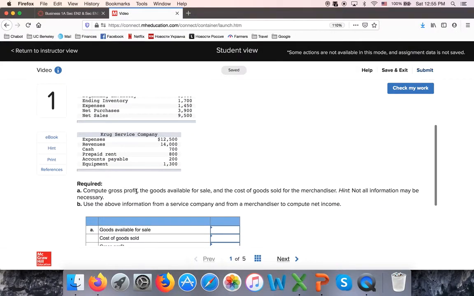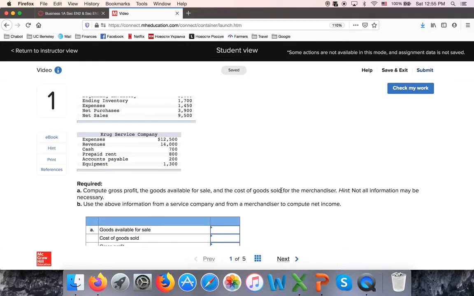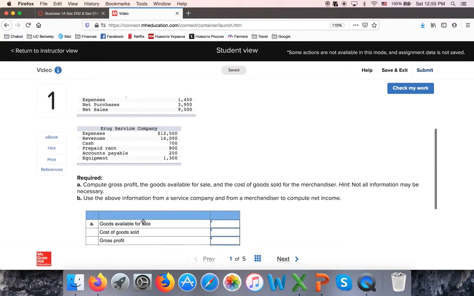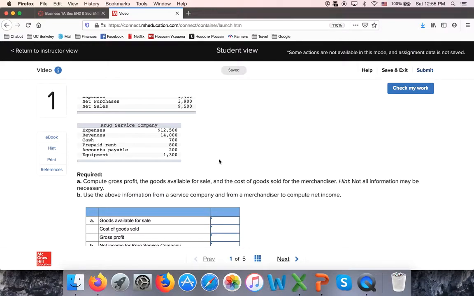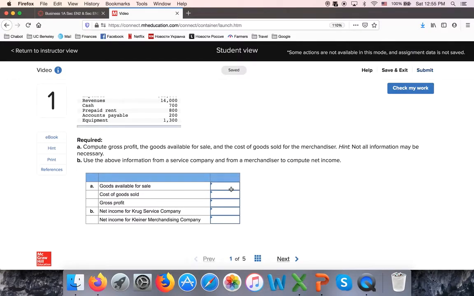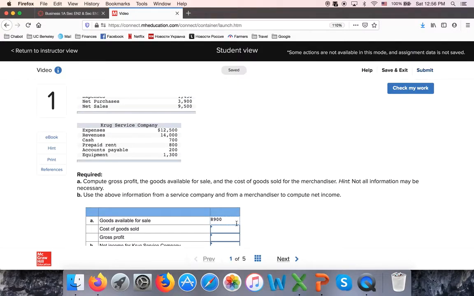So A, compute gross profit. Now they call it goods available for sale. I prefer merchandise available for sale. Doesn't really matter. MAS or GAS, goods available for sale, and COGS for the merchandiser. So here is our merchandiser. So how do we calculate, first of all, goods available for sale? So goods available for sale would be my beginning inventory, which is 5,000, plus net purchases, which is 3,900, right? So again, beginning inventory plus net purchases gives me goods available for sale. So 5,000 plus 3,900 equals $8,900.